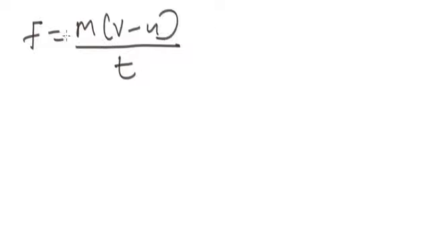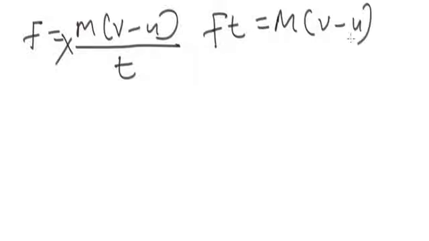So if you cross multiply it, you're going to have Ft, which is impulse, because impulse is calculated using force times time, equals momentum, mass times change in velocity. So this is what Newton's law of motion is trying to express. So let's look at a couple of questions under this law. Use this formula to solve problems on motion.